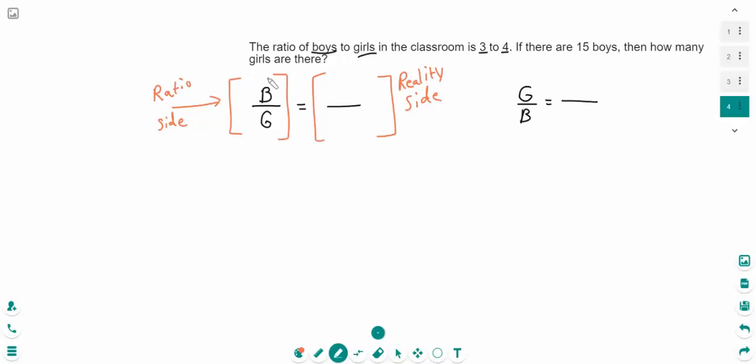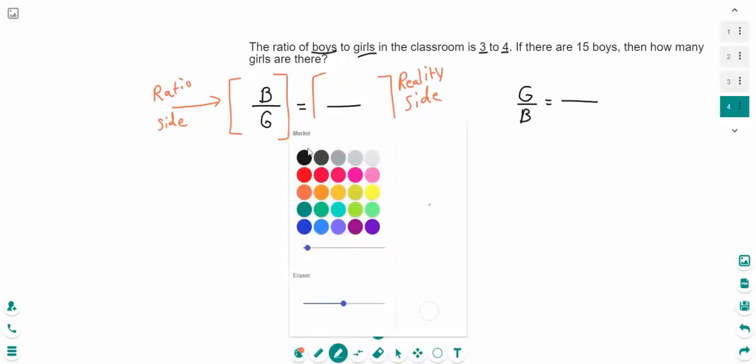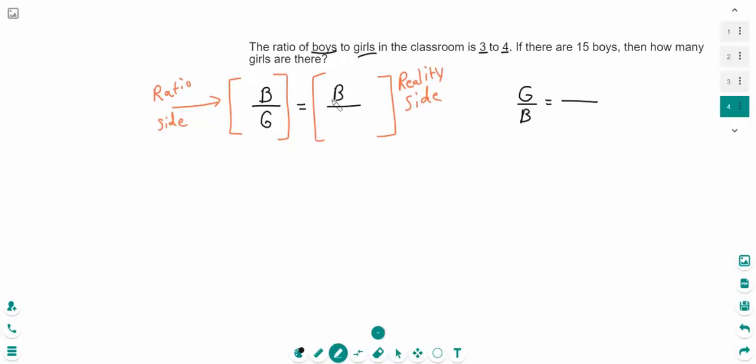So in this ratio side, we have the boys on top. That means the boys have to stay on top over here. Just to make sure that's clear, we'll go back to our dark color, and we're going to represent that as a B over here as well. Boys over here, and then girls over here as well. So that the B and the G are on the same side of the fraction sign, okay?